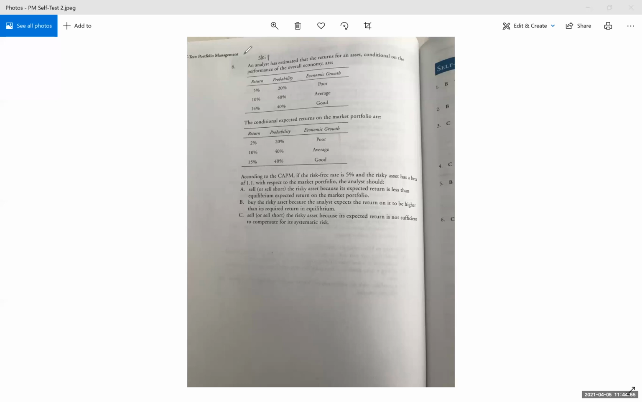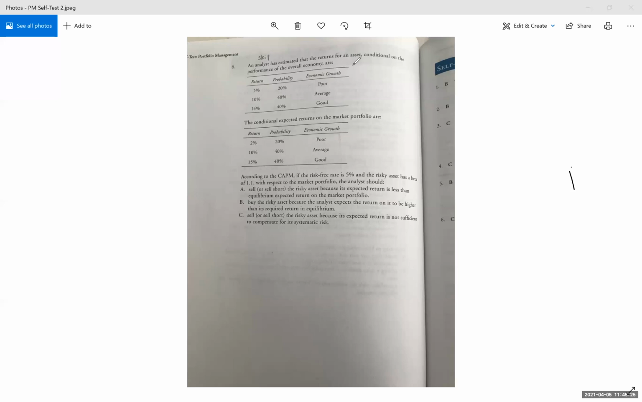So an analyst has estimated the returns for an asset conditional on the performance of the overall economy. We have economic growth is either going to be poor, average, or good. And in that case, we have a 20% or a 40% probability for either of the two outcomes. And then we're given a return for each state of the economy.